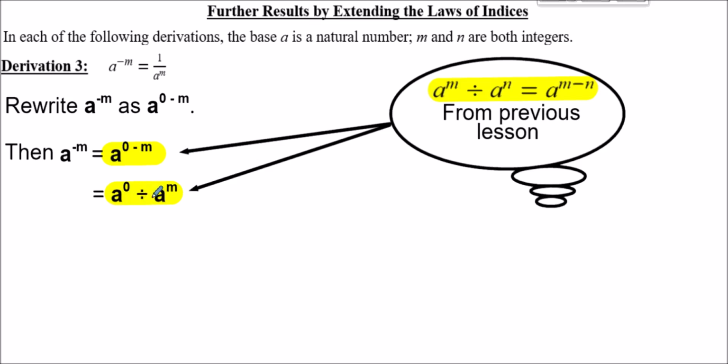We can now rewrite this in a fractional form. a to the 0 divided by a to the m is the same as a to the 0 on top, a to the m on the bottom. But remember, anything to the power 0 is obviously just 1. And so a to the power minus m must be the same as 1 over a to the m. And again, we've proven what we set out to prove.